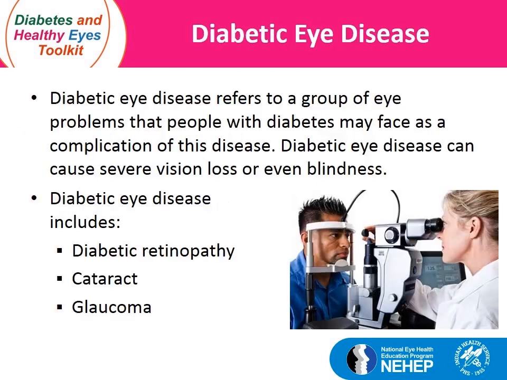So as we know, diabetes can affect many parts of the body, especially the eyes. When we talk about the eye problems that people with diabetes face, we use the term diabetic eye disease. However, diabetic eye disease is not a single disease. It actually includes these diseases and conditions: diabetic retinopathy, cataracts, and glaucoma. Unfortunately, diabetic eye disease can cause severe vision loss or even blindness if it's not caught on time. But let's take a closer look at what each of these diseases are.